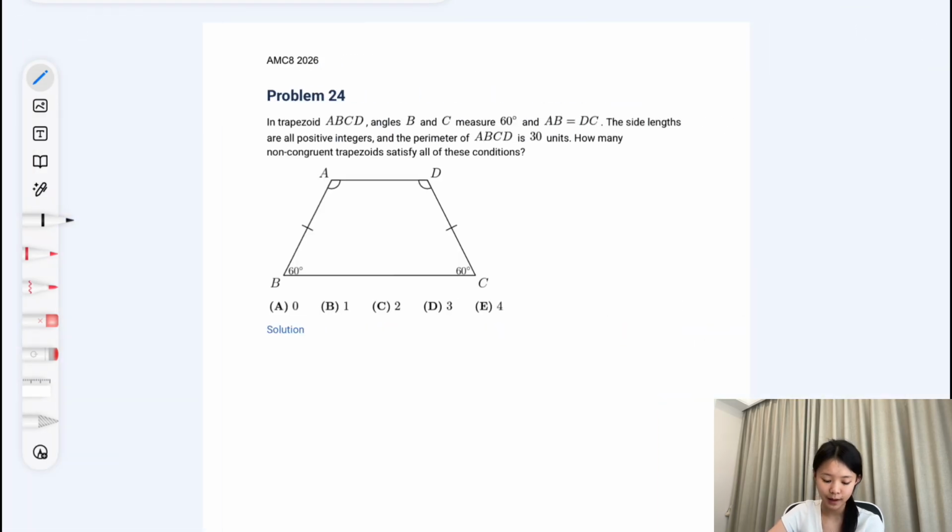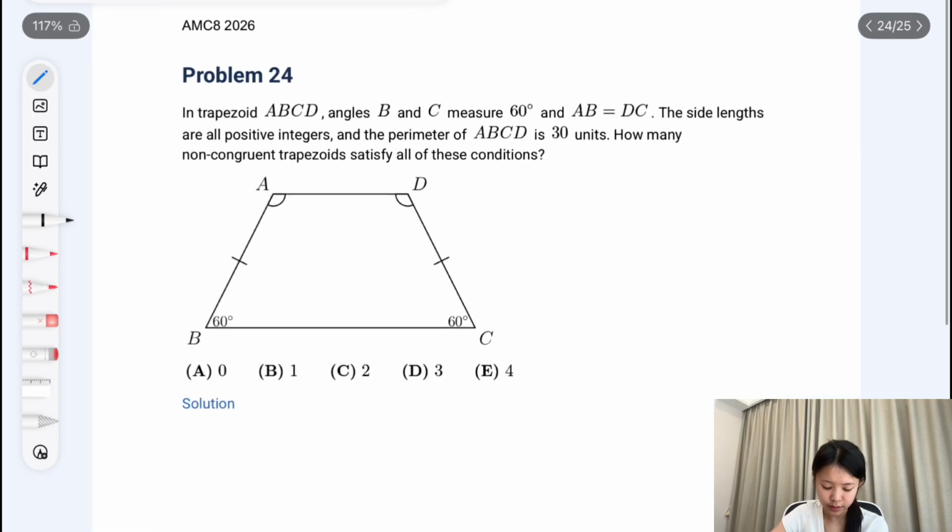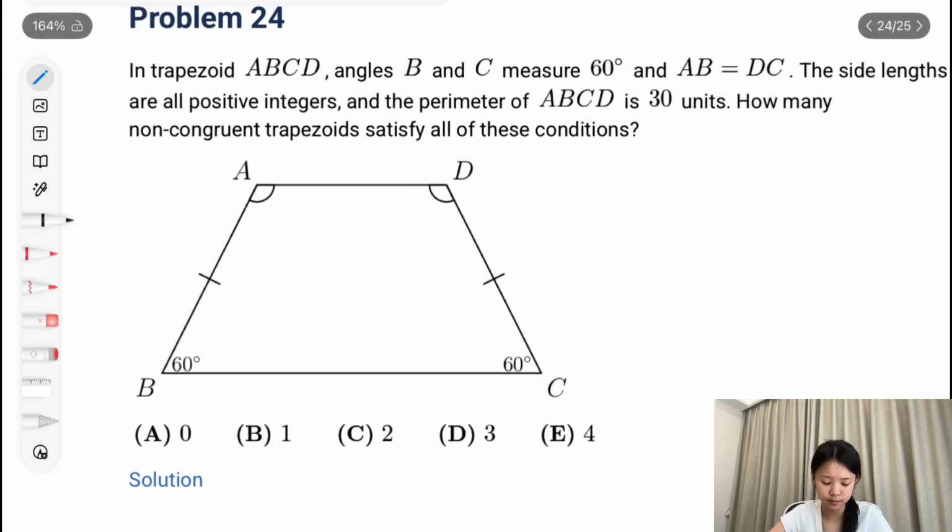Problem 24. In trapezoid ABCD, angles B and C measure 60, and AB equals DC. The side lengths are all positive integers, and the perimeter of ABCD is 30 units. How many non-congruent trapezoids satisfy all these conditions?